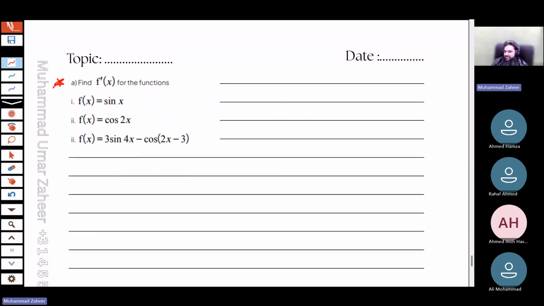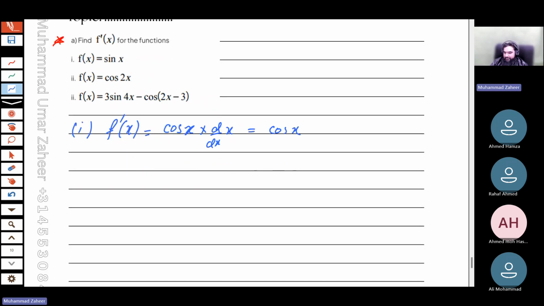So here we have a question. Find f dash of x for the functions. First, f of x is equal to sine x. The derivative of sine is cos x multiplied by the derivative of x, which is 1. So we do not write it; we just write directly cos of x, because we know that the derivative of x is 1.